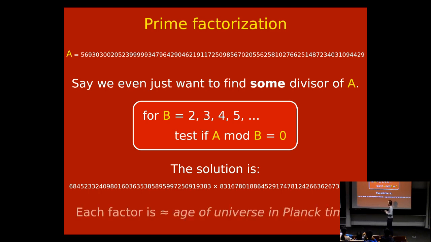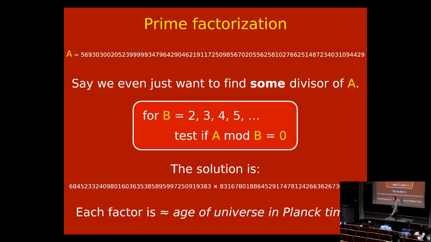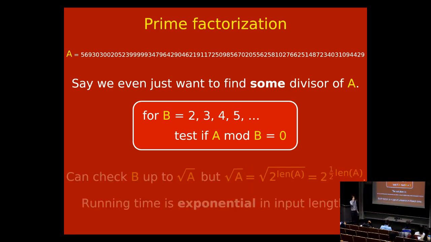So this loop will keep going until b gets up to that number. But remember, this number is like the age of the universe. It's bigger than the age of the universe in Planck time. So in fact, you will never get up to that number. You won't even get close to this number. So this algorithm is just not going to work for you.